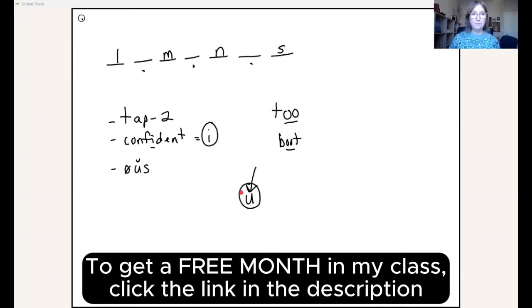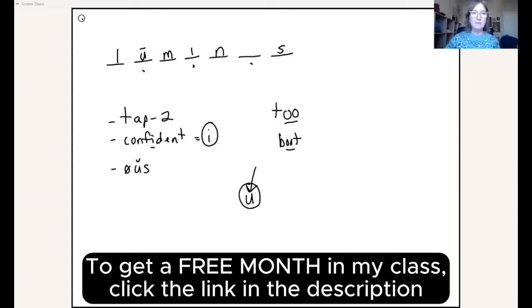So let's try it. Can a single U work here to say the U sound? Is there another vowel in the next 1 or 2 spots? Yes, right here. So stop, we're done. We don't need an OO, we don't need a UE, we don't need a EU, we don't need nothing. U is just fine for the U sound right here.